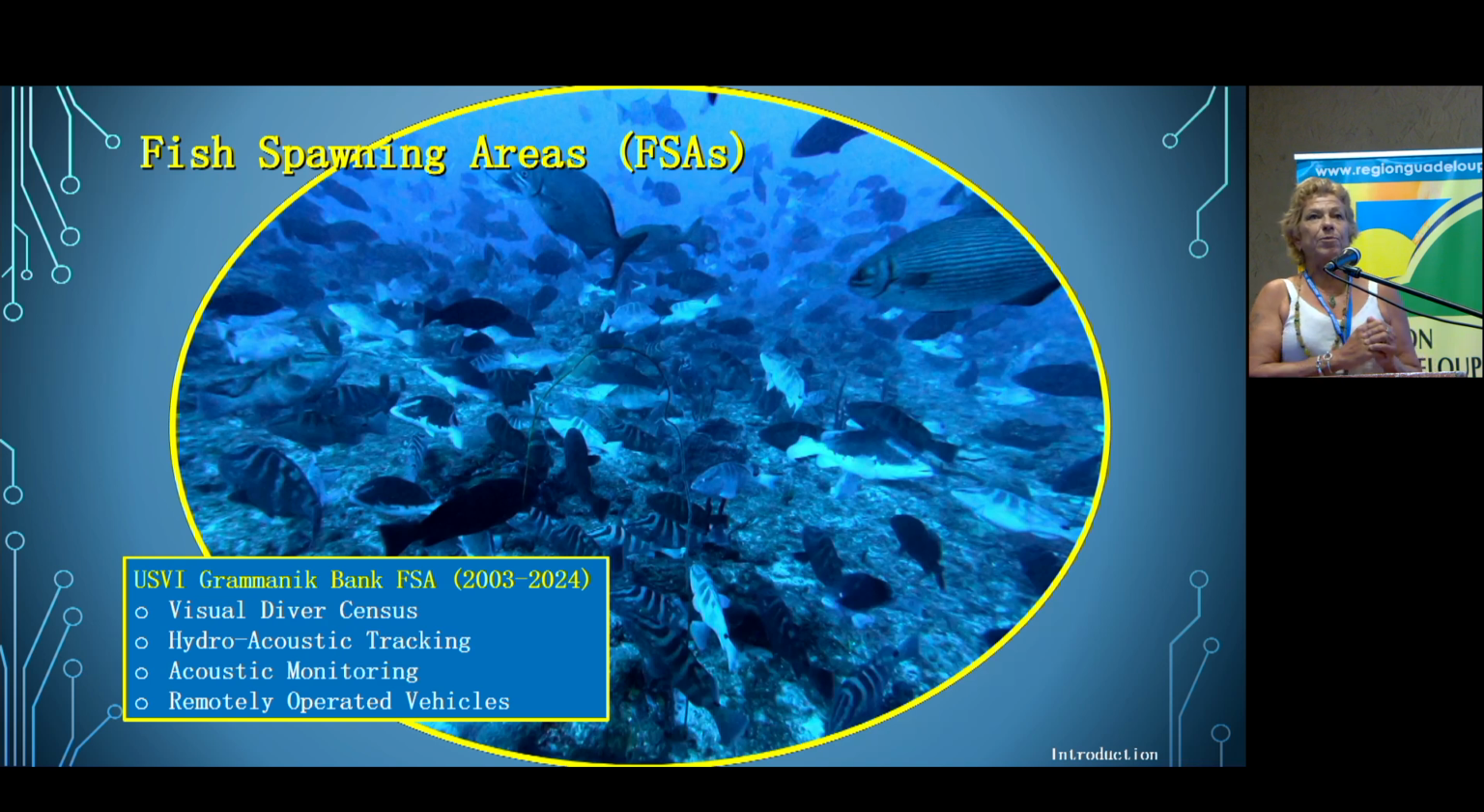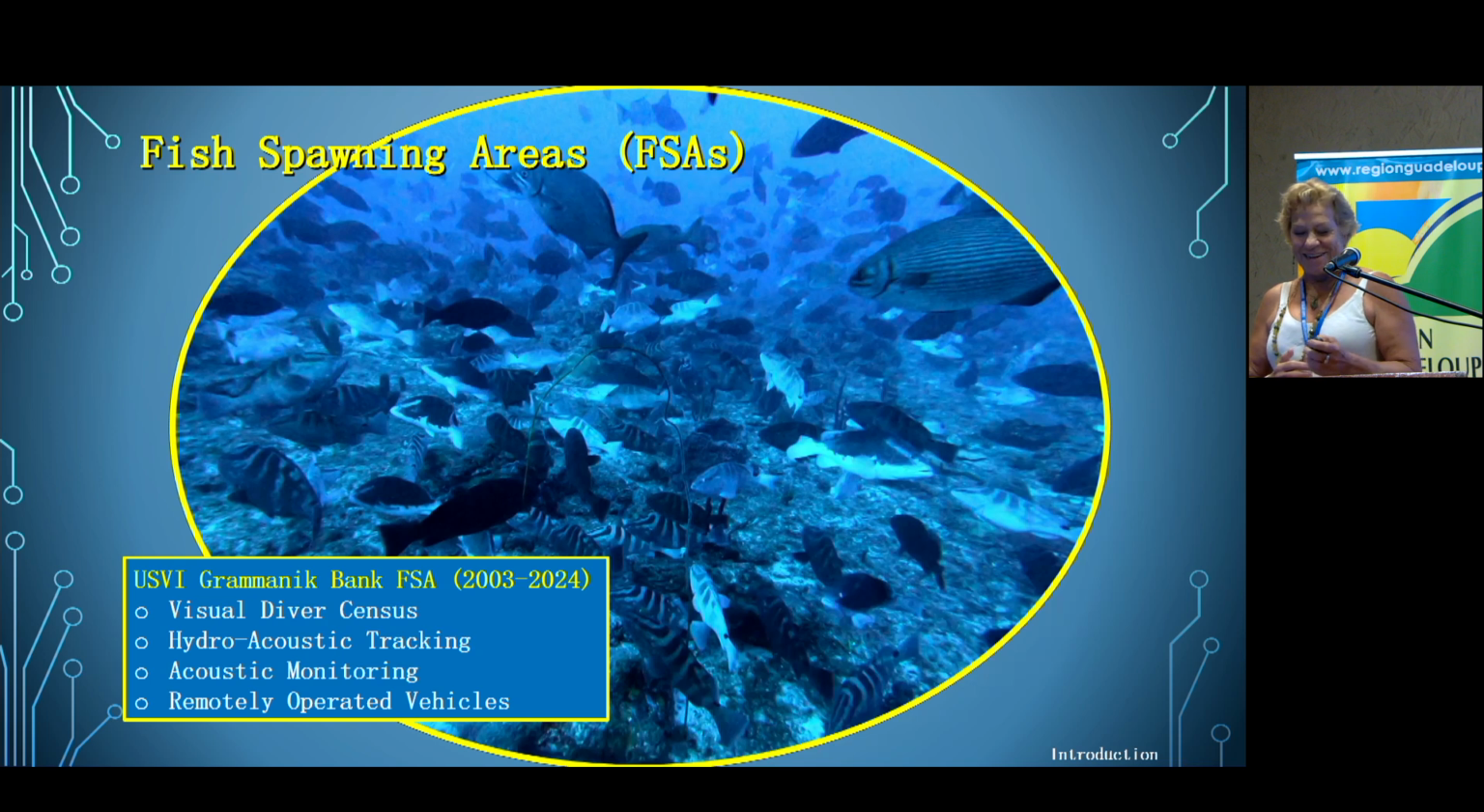It's a multi-species spawning aggregation. We have 4 species of snapper that spawn there, 4 species of grouper, assorted other pelagic and benthic fishes. We have been studying it for 20 years, mostly with visual diver censuses. We've also used hydroacoustic tracking there. We've used acoustic monitoring to document vocalizations of courting groupers, and some ROV work we have done there. It's been very expensive and, at times, dangerous.